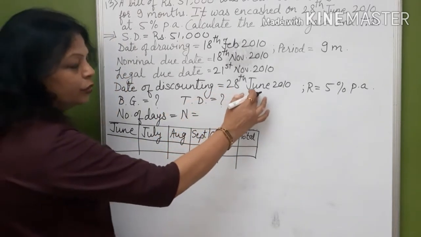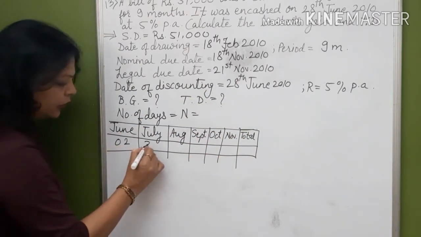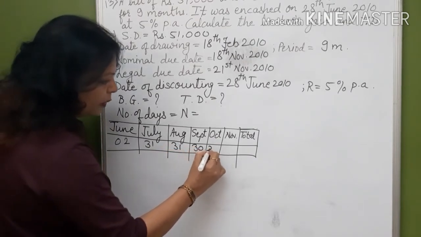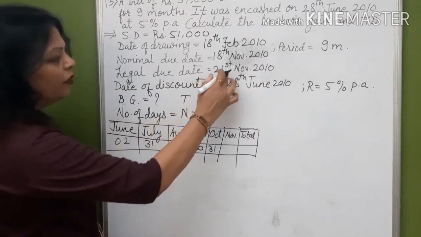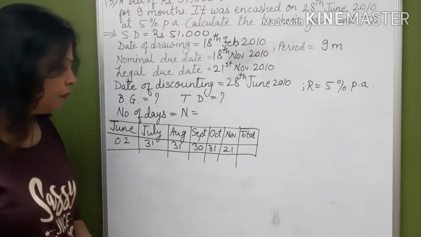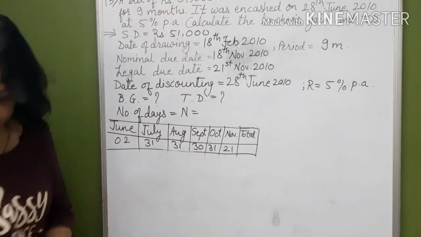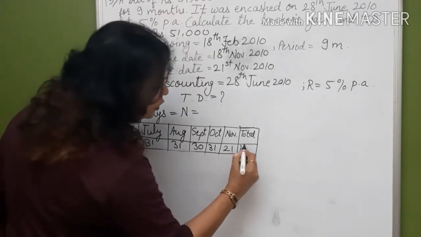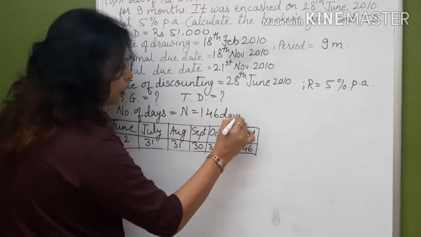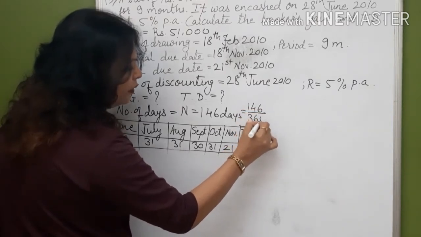So 28th June. June has 30 days. So 30 minus 28. That means here you get 2 days. 31 days of July, August 31, September 30, October again 31 and November 21st. So 21 days of November. Correct? Now calculate this. If you add up it comes to 146. So n is equal to 146 days. Correct? So that comes to 146 upon 365 years.